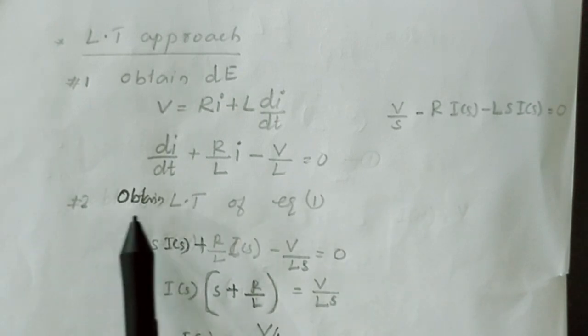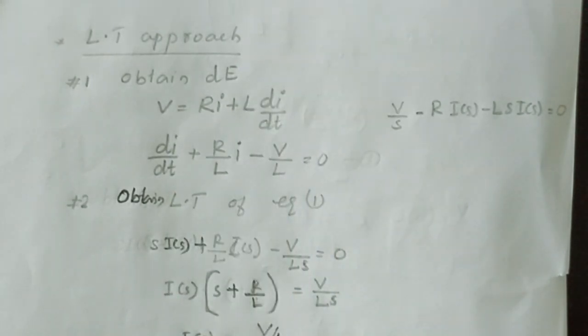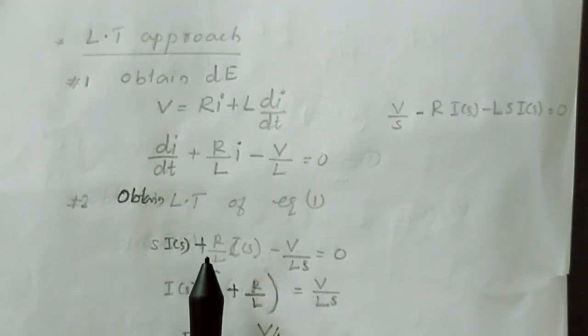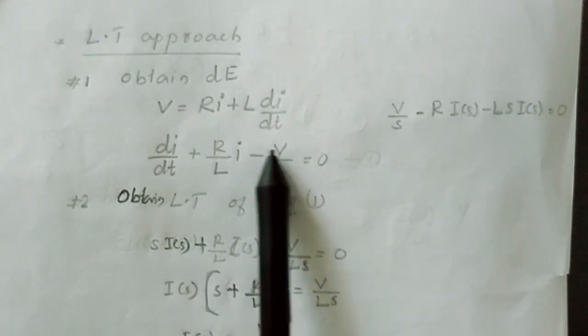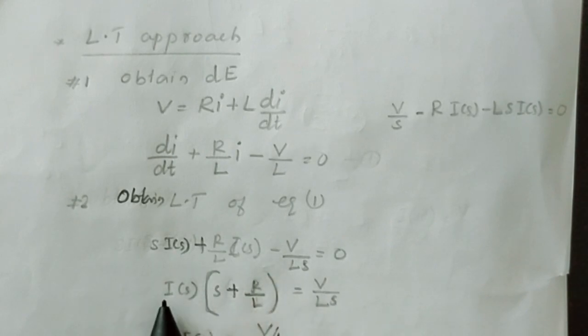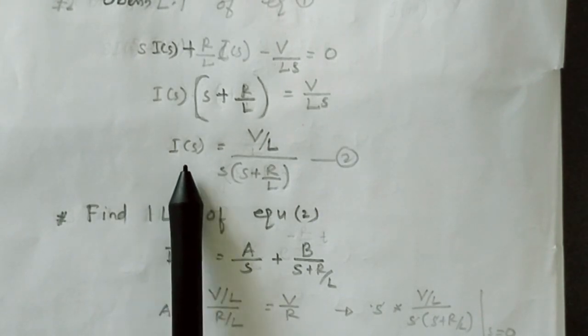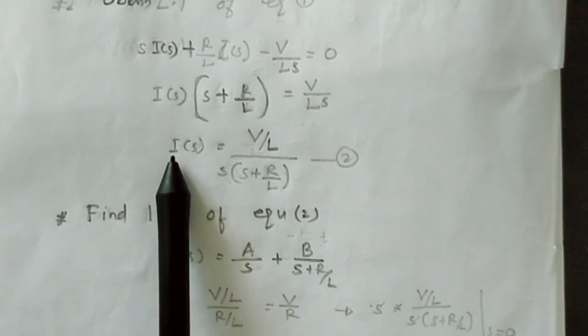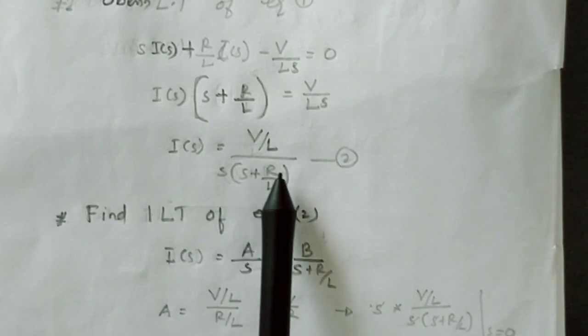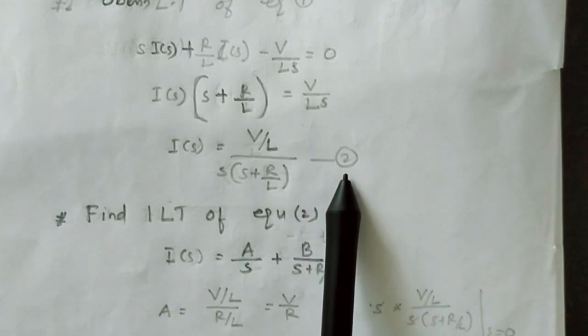The second step is to obtain the Laplace transform of this equation. So what is the Laplace transform of this equation? S into I of S plus R by L into I of S minus V by S into L is equal to 0. Taking the coefficient of I of S, I of S into S plus R by L is equal to V by L S. From this we can find the expression for I of S: I of S is equal to V by L all divided by S into S plus R by L. Let it be equation number 2.